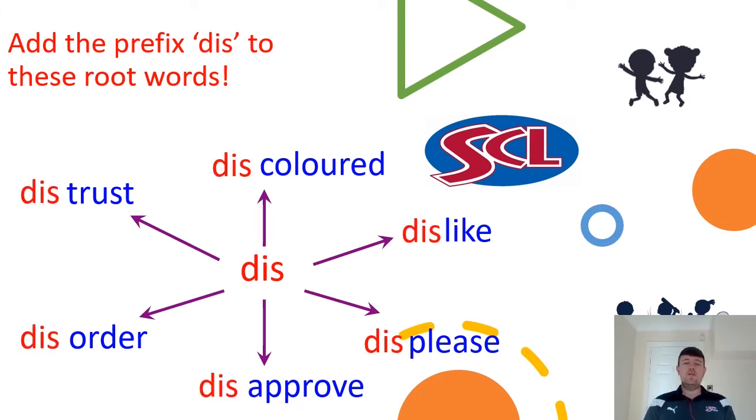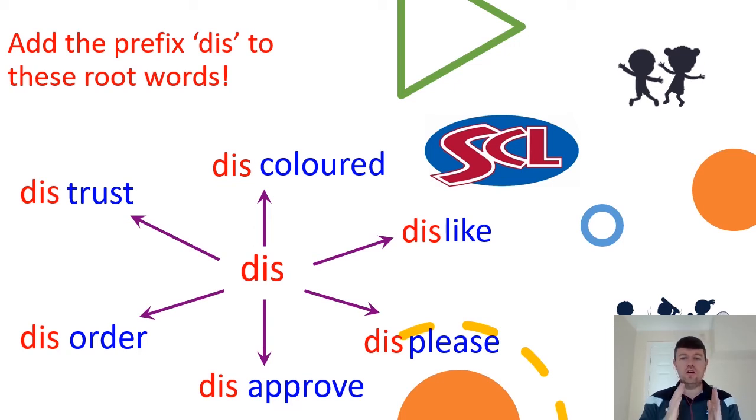So this is what we should have got. Can you say the words with me? Discoloured, dislike, displease, disapprove, disorder, distrust.